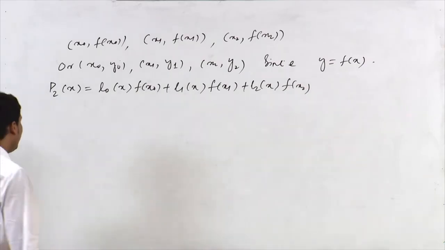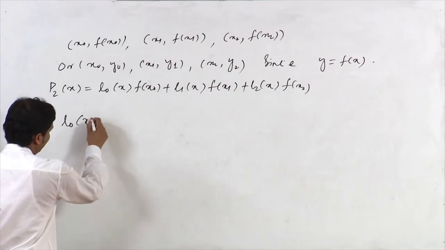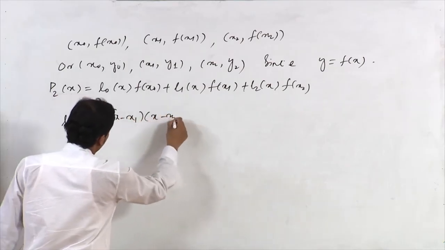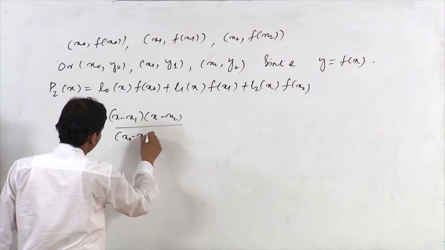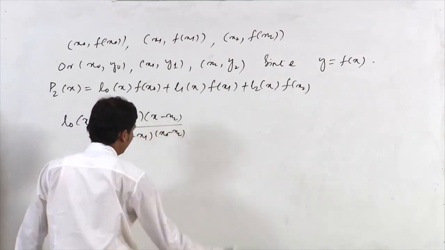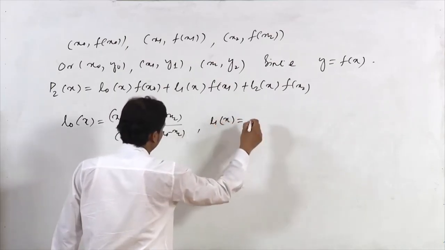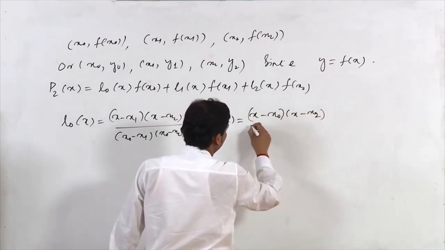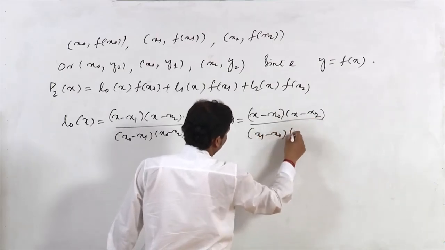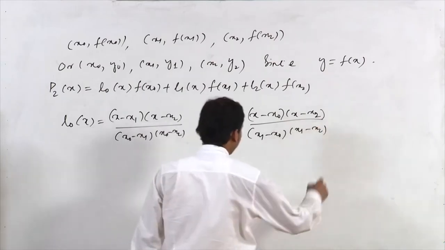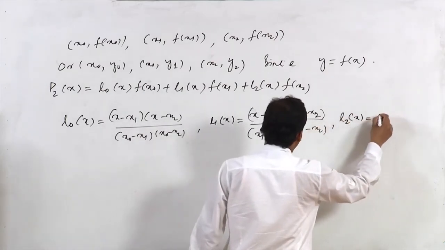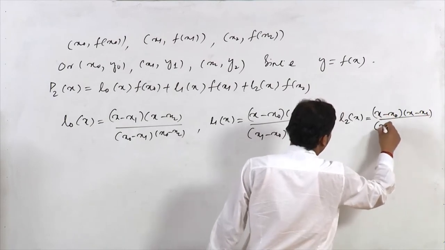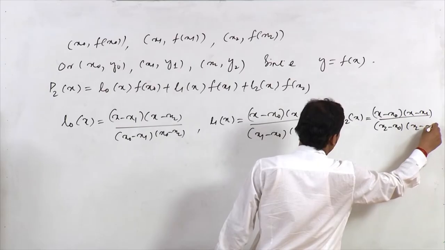And if you write all the terms independently, L0(x) can be written in the form of (x minus x1)(x minus x2) divided by (x0 minus x1)(x0 minus x2). Similarly, L1(x) can be written as (x minus x0)(x minus x2) divided by (x1 minus x0)(x1 minus x2). Similarly, L2(x) can be written as (x minus x0)(x minus x1) divided by (x2 minus x0)(x2 minus x1).